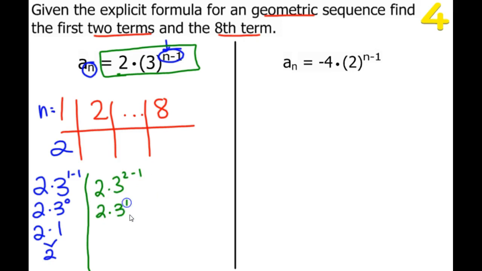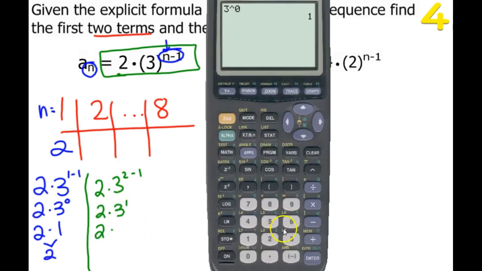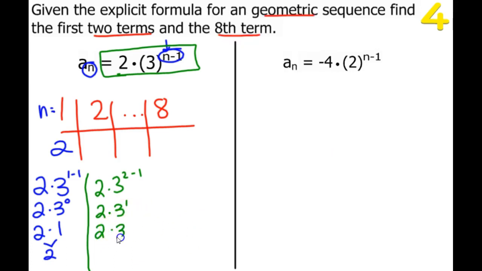Well, 2 minus 1 is just 1. So I have 2 times 3 to the power of 1. Well, 3 to the power of 1, 1 time is still just 3. So 2 times 3 is 6.